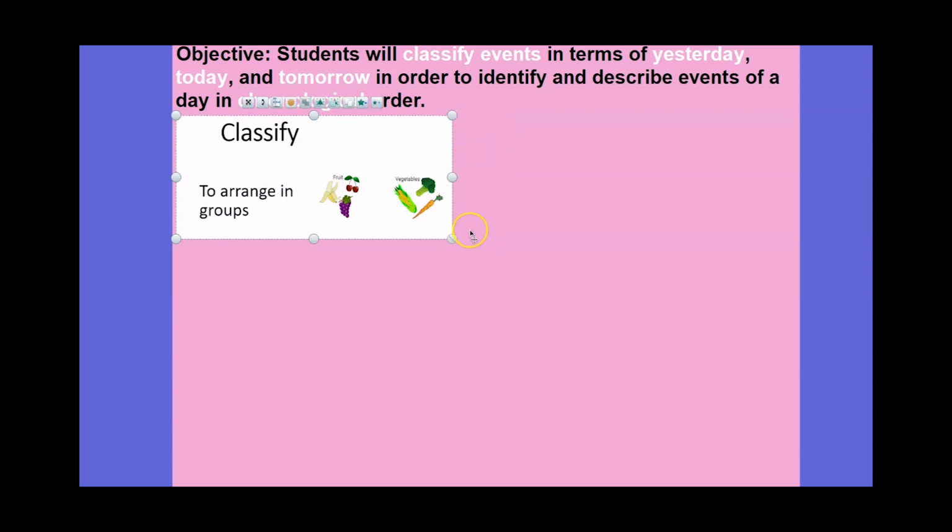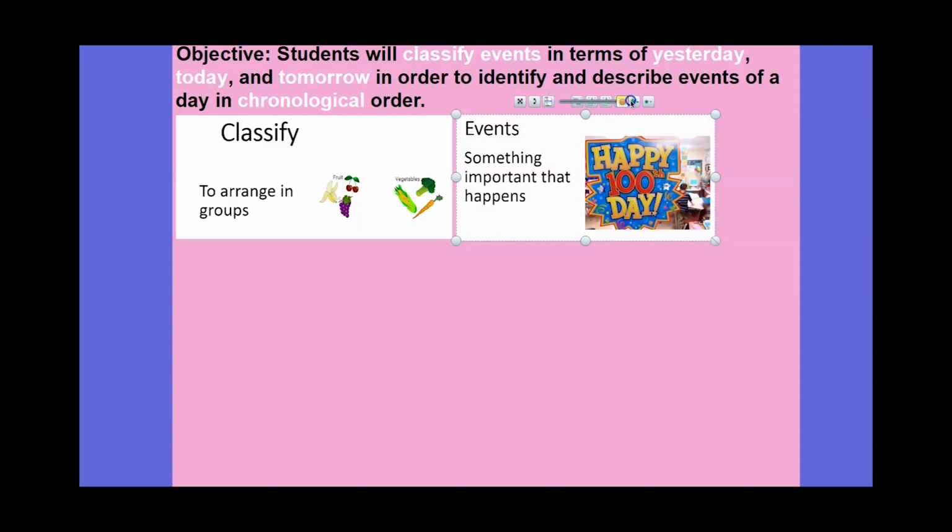When we classify, we arrange in groups. I can see that the bananas, grapes, and cherries are all fruit, so that's that group. Corn, broccoli, and carrots are vegetables, that's that group. So we're going to be putting things in groups today. What are we going to be putting in groups? Events. Events are something important that happens, like the 100th day of school. 100th day of school is always so much fun.